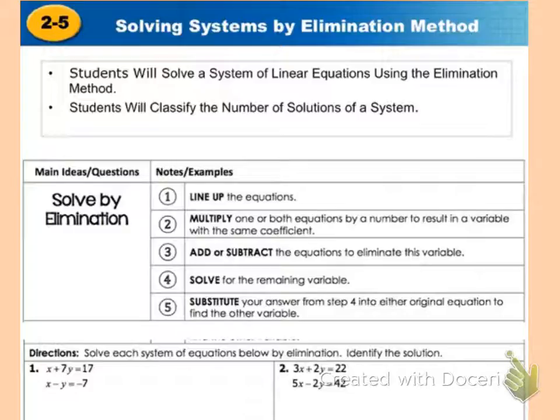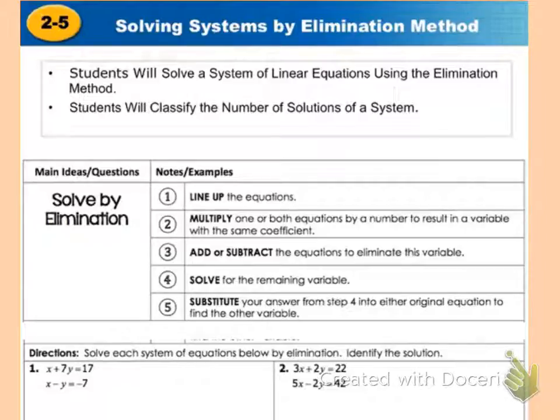And then we looked at using the substitution method, which was an algebraic way, which was clearly a superior method to graphing, especially when you have non-integer solutions. But sometimes the substitution method is not always the easiest or most efficient algebraic method. And so in this lesson we're going to focus on a method called elimination.